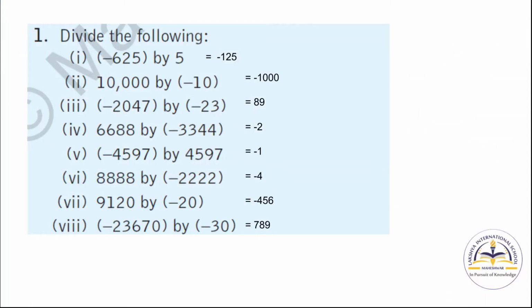First question, divide the following. First, minus 625 by 5. When you divide minus 625 by 5, you will get the answer 125 with a negative sign. In division, if we have a single negative number, we will get a negative answer. If both the numbers are negative, for example number 3, minus 2047 by minus 23, then we will get the answer positive 89. Now in the same manner you have to solve these questions.